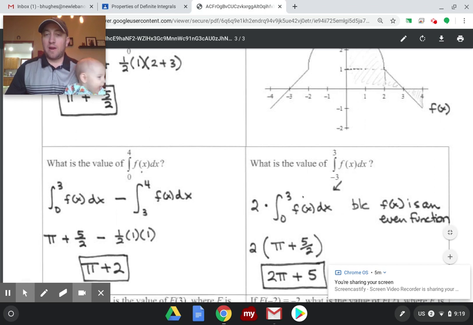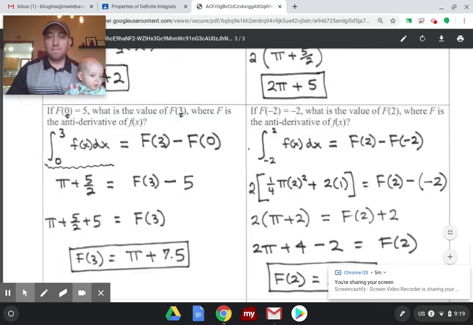This example right here, what is the value from negative 3 to 3? That's not so bad because we already found the area from 0 to 3. And it's symmetric about the y-axis, so all I have to do is just double my answer from up here.